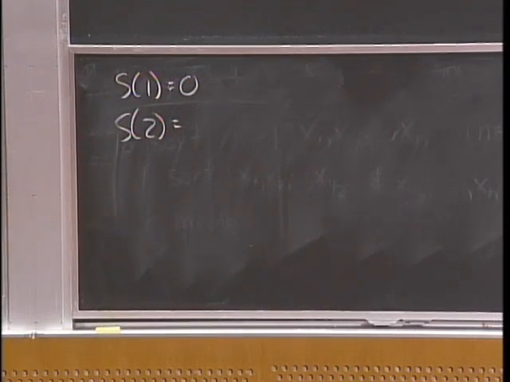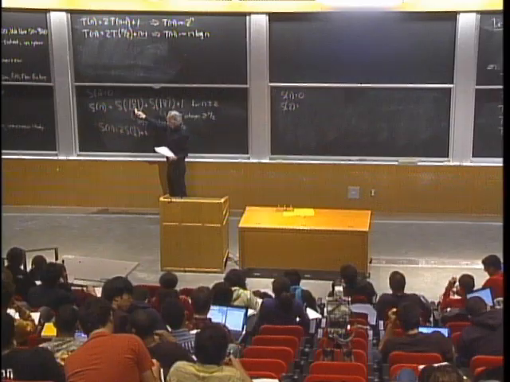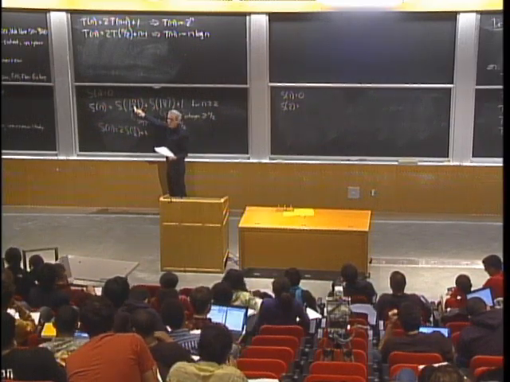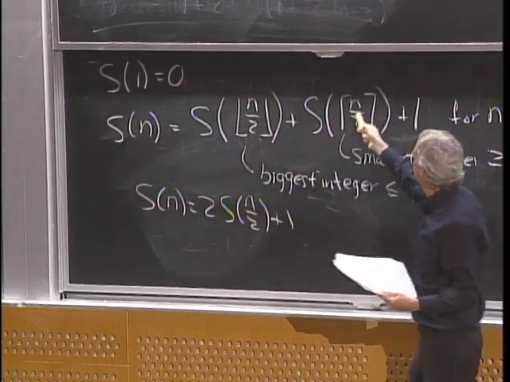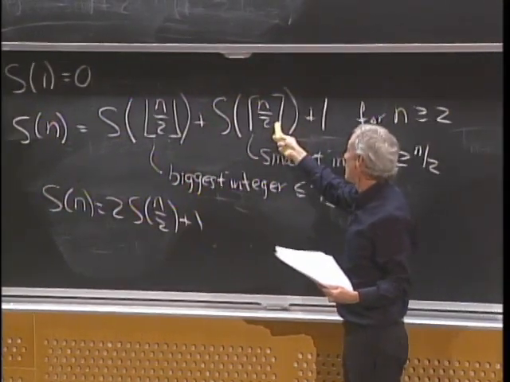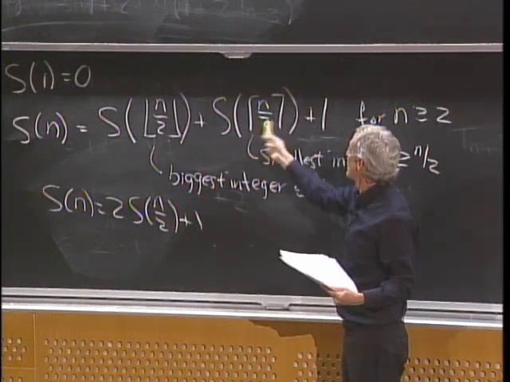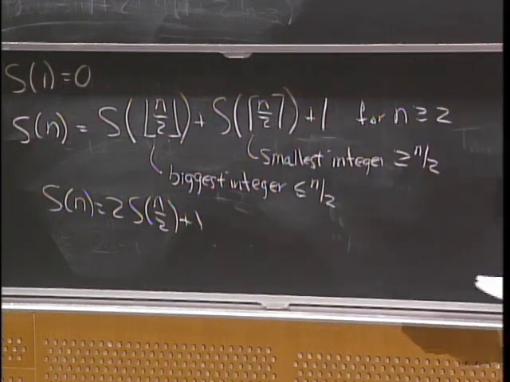Well, it's not 3, because this is 2 over 2, which is 1. Floor of 1 is 1. S of 1 is 0. Ceiling of 1 is 1, because it's an integer. S of 1 is 0 plus 1. So S of 2 is 1.